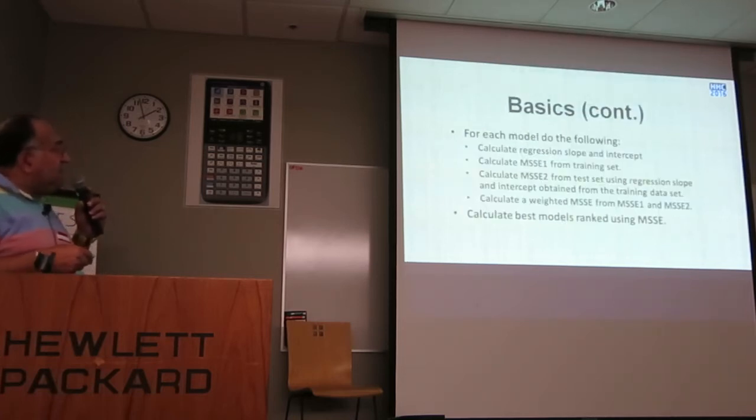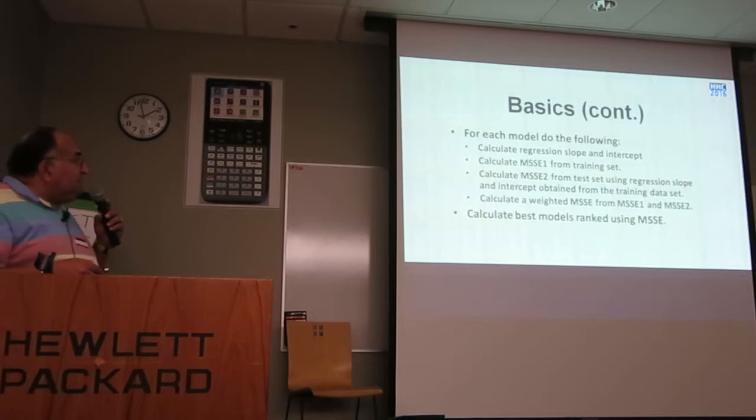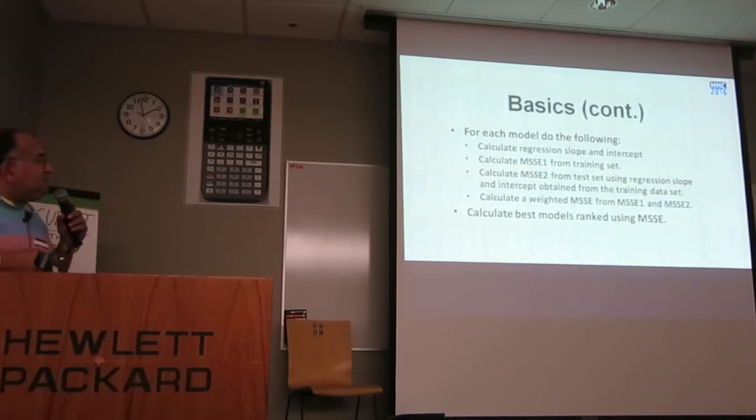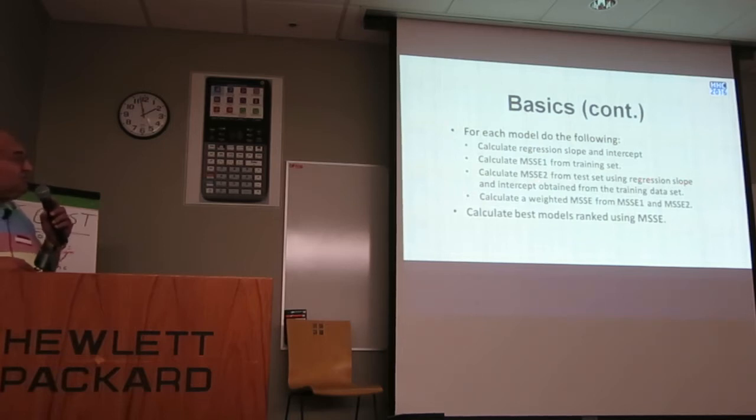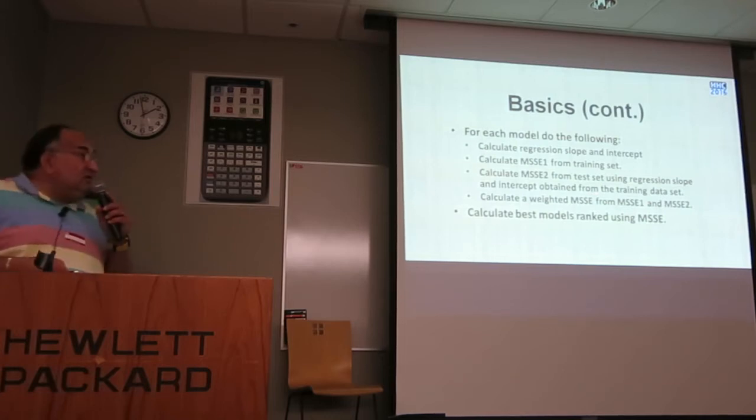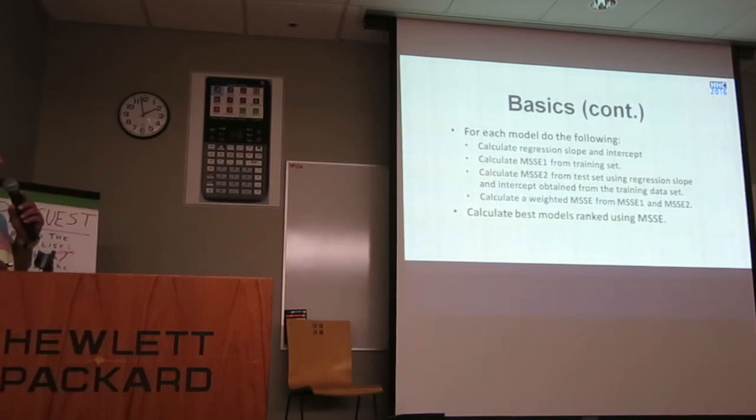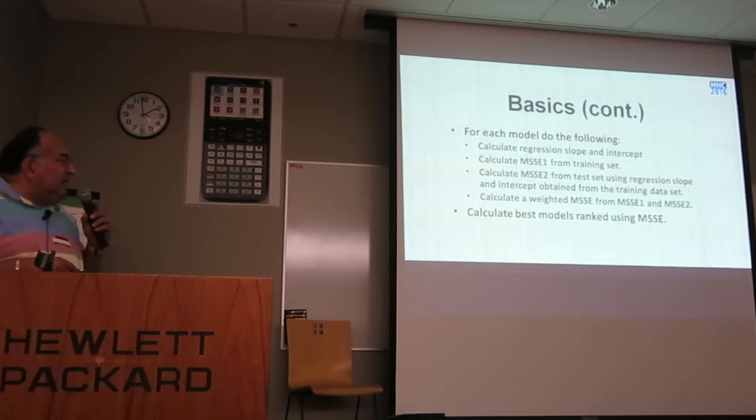So the basics for each model, we do the following. We calculate the regression slope and intercept, and then calculate the mean square sum of errors, MSSE1, for the training set. And then we calculate the similar statistics for the test set, but using the regression slope and intercept obtained by the training set, because we want to see how good the training set performed. And then we can calculate a weighted MSSE value based on these two values. And the way I'm using it in the HP Prime program is this factor.